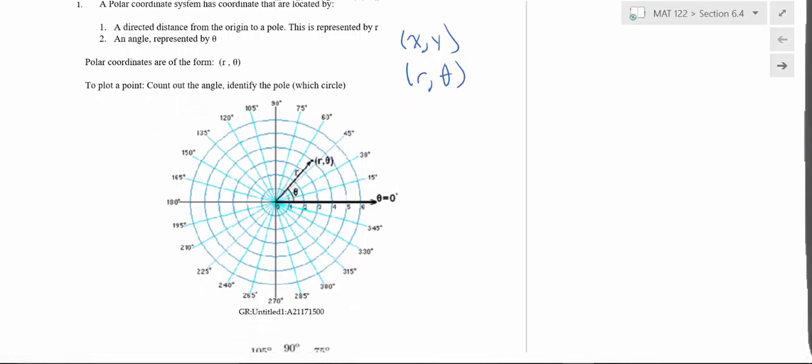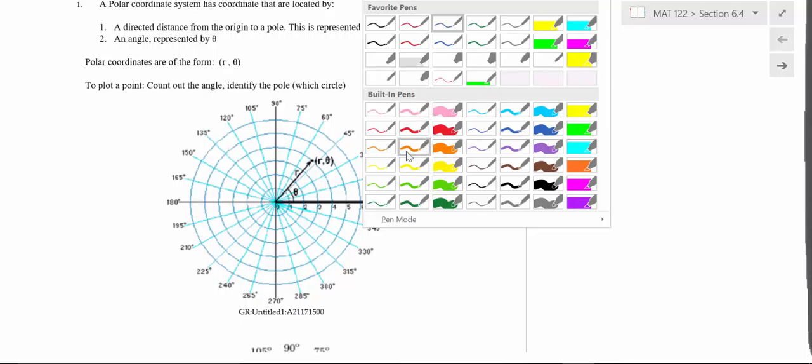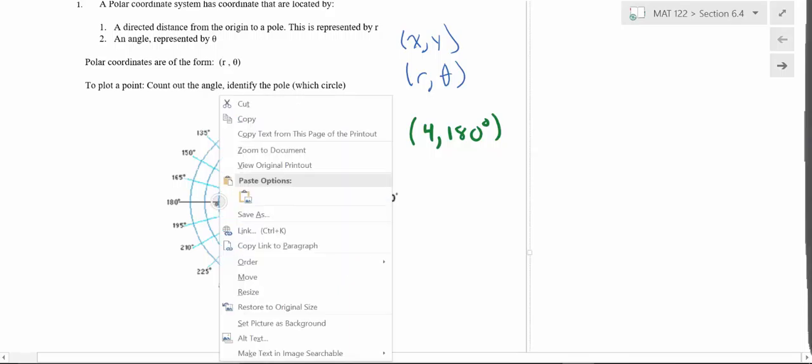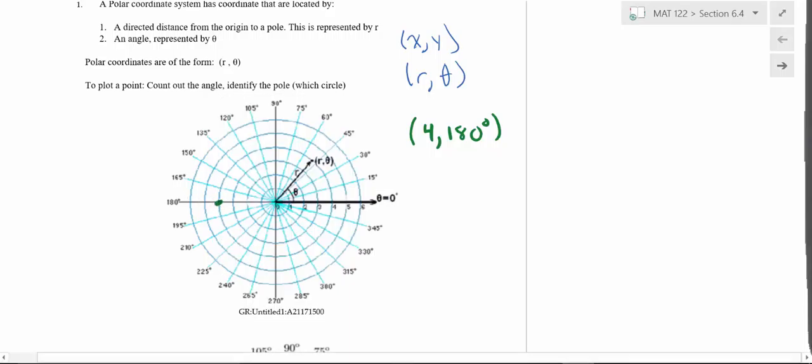So to begin with, let's say, for instance, that we have a point. Let's keep it real simple. We have a radius of 4, and let's say that we have an angle of 180 degrees. Well, we would go to 180 degrees, and then you would just count out 1, 2, 3, 4, and then you would put your dot right there. Okay, so that would be where that point's located, out on the fourth circle.